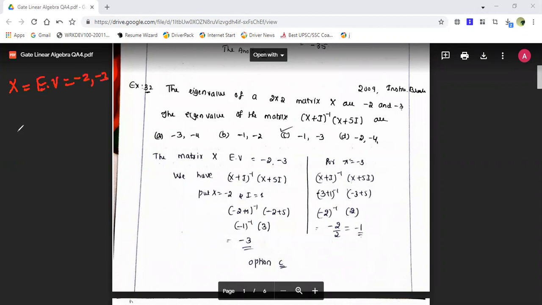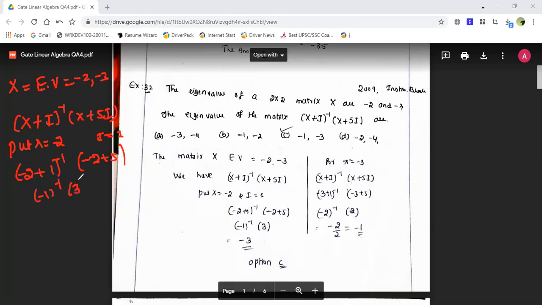Okay, so we consider this expression, that is (X plus I) the whole inverse into (X plus 5I). By using that, I'll put X equal to these eigenvalues. So put X equal to minus 2 here, and wherever I is there, I'll consider it as 1. This is minus 2 plus 1, the whole inverse, and here it is minus 2 plus 5 into 1, that is 5. This is equal to minus 2 plus 1, which is minus 1, the whole inverse, into 3. So you will be getting minus 3 here.